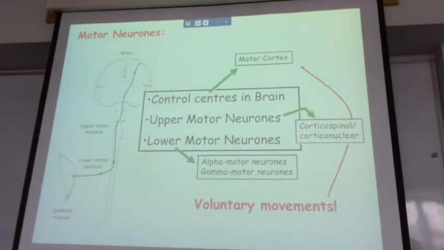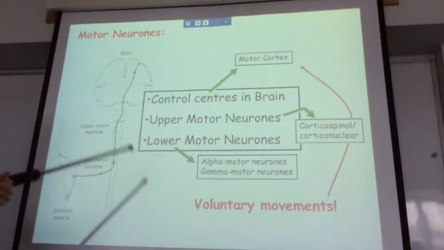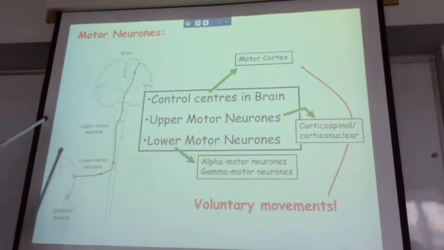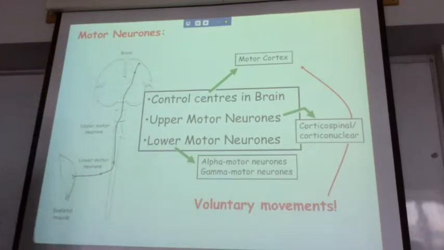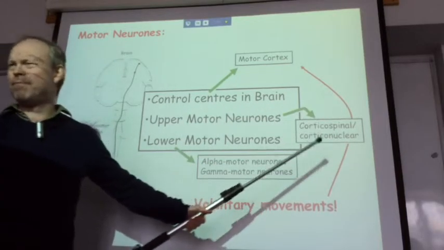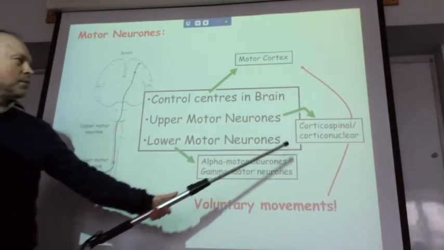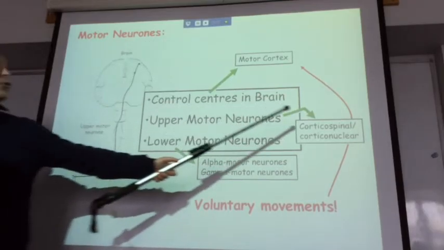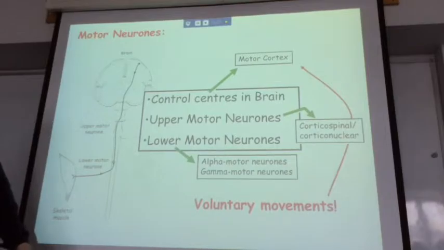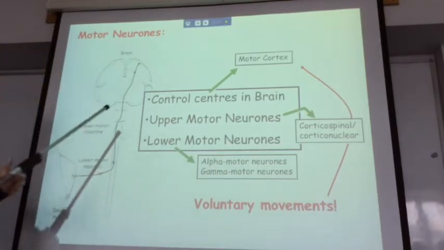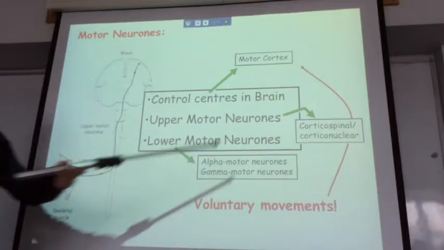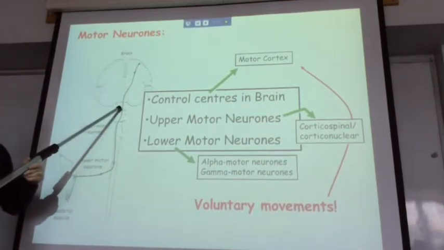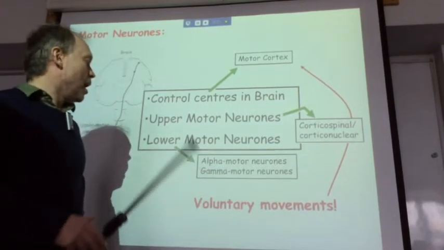Okay, spelling out a little more about the motor neurons, as I said, you have control centers within the brain, and that's within the central nervous system. You have upper motor neurons, and there are a couple of different classes of those: corticospinal. These slightly scary sounding neuroscience words are not as bad as they sound, because the name says what it is. Corticospinal means it goes from the cortex to the spine. Corticonuclear is slightly less obvious. The brainstem is full of something called cranial nerve nuclei, so corticonuclear means running from the cortex to the cranial nerve nuclei. Anyway, they're two upper motor neuron pathways.